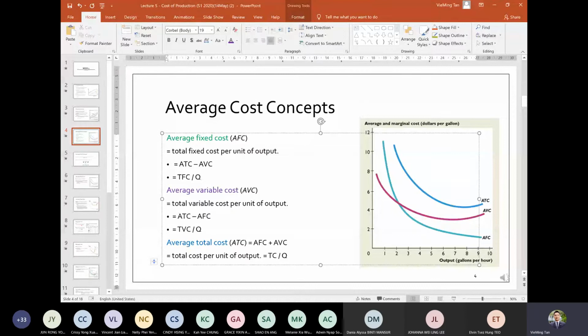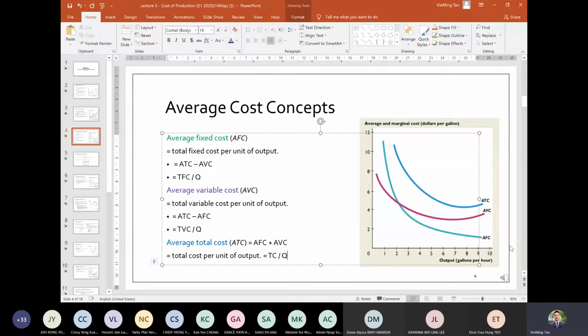Any question related to the average cost concept? So far so good? Okay, let us check the shape of each cost curve. For average fixed cost, you may find that it is downward sloping. It's always reducing when the quantity of output increases. Why? Because when more output is produced, the cost can be shared by all the output produced. So the average fixed cost is reducing when more output is produced.